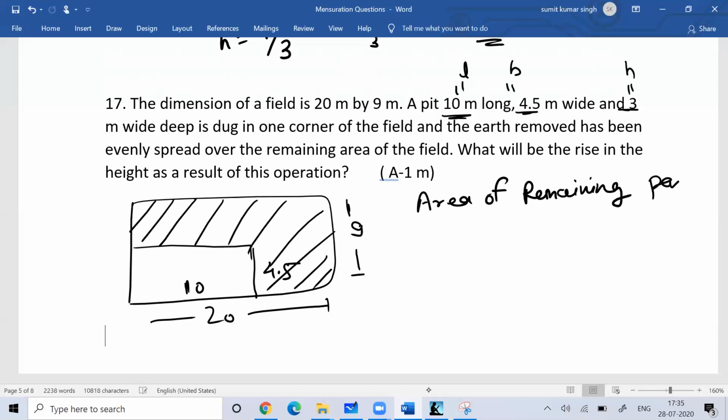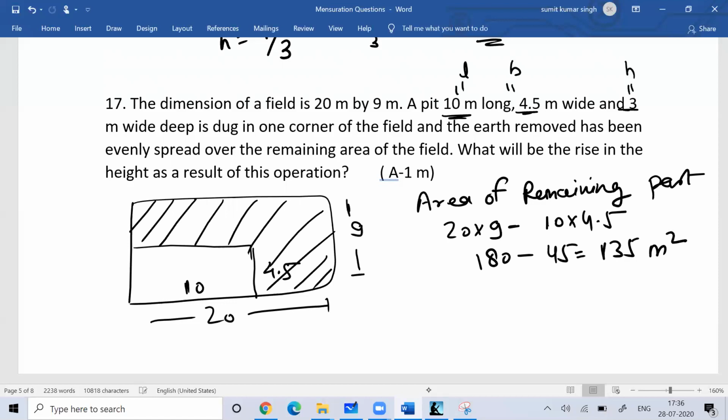So the area of the remaining part is nothing but 20 into 9 minus 10 into 4.5. So this is 180 minus 45. So the area of the remaining part is around 135 meters square. Okay, and now on this remaining part, you will put the sand or the soil which you took out, and that will create an elevation. Let the height of that elevation be h, and this would be equal to the volume which you have created.